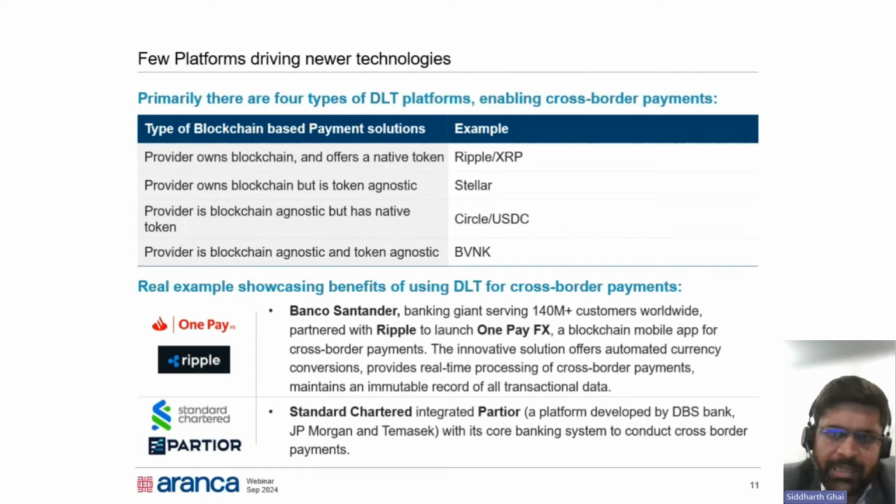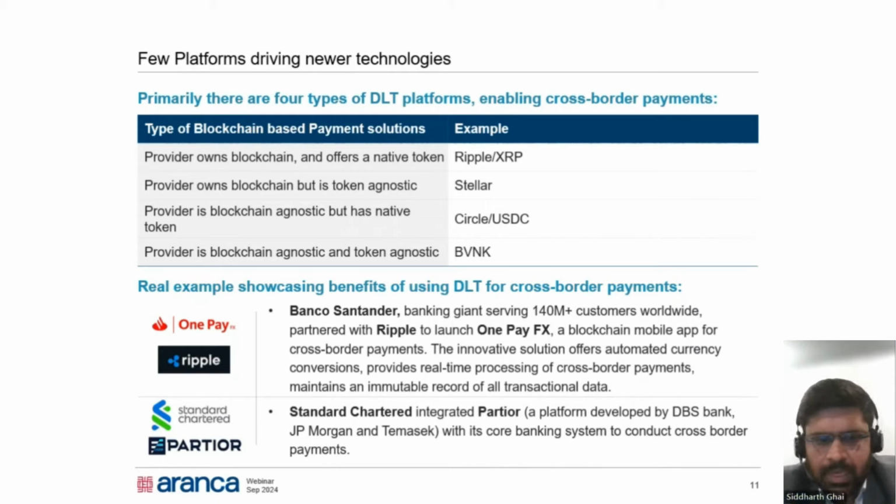Now, as mentioned in my previous slide, there are a few interbank solutions that do these cross-border transactions. Banco Santander is one giant serving 140 million plus customers worldwide, and it has partnered with Ripple to launch OnePayFX. OnePayFX is a blockchain mobile application for doing cross-border payments. OnePayFX enables Banco Santander to do the transaction for the customers over blockchain. So it is a relationship that Ripple has made with the bank to enable all the transactions that happen overseas through blockchain.